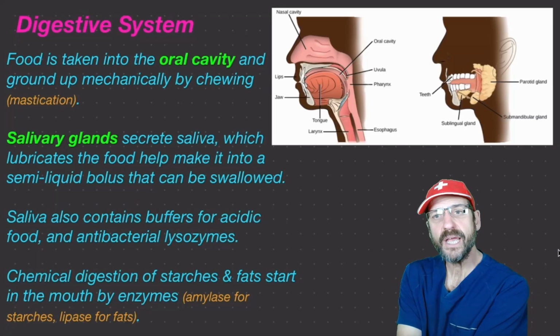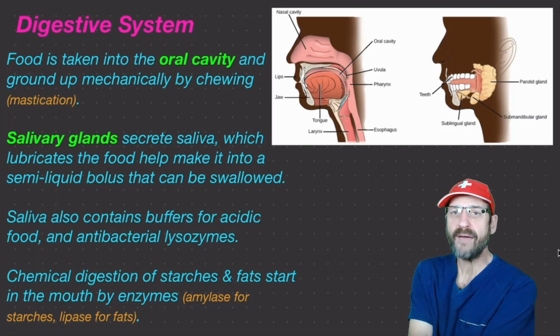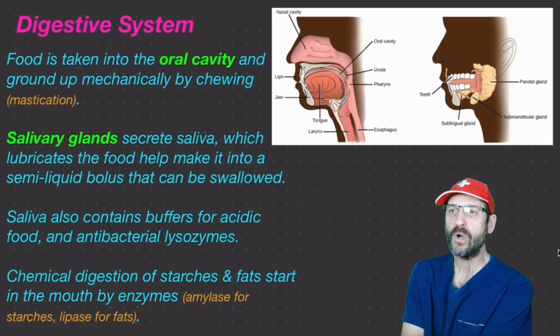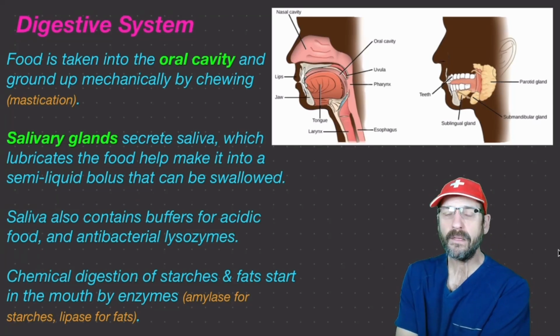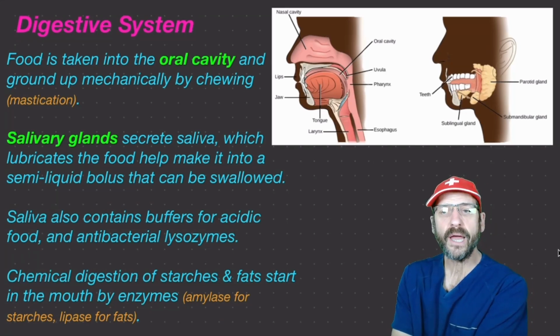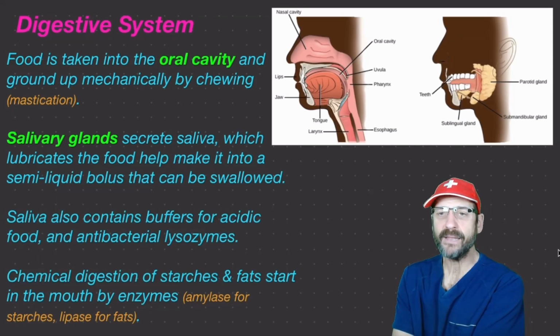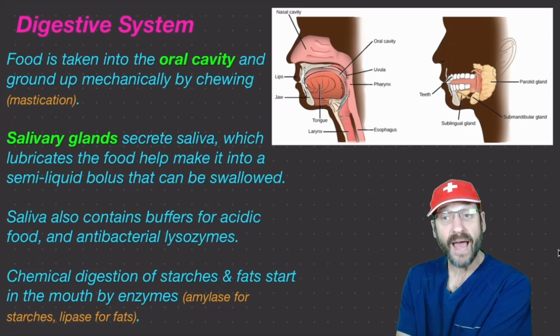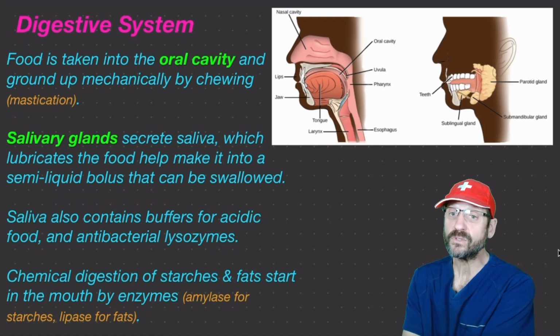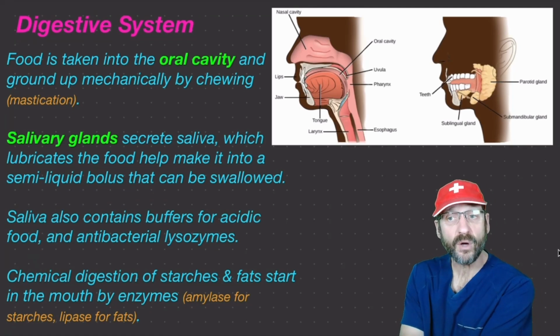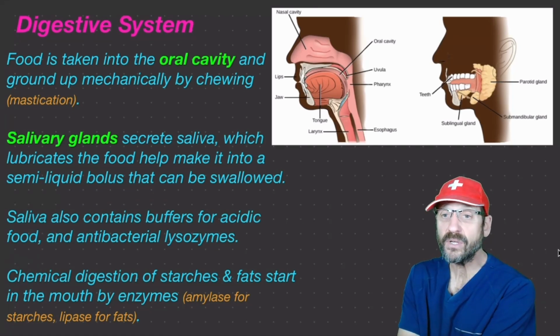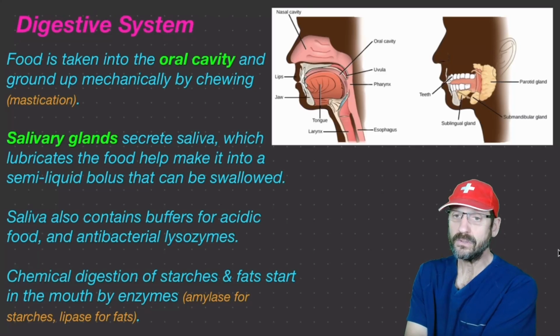Food is taken into the oral cavity and ground up mechanically by chewing, and we call that mastication. Salivary glands secrete saliva, which lubricates the food and helps make it into a semi-liquid bolus that can be swallowed. Saliva also contains buffers for acidic food and also antibacterial lysozymes.